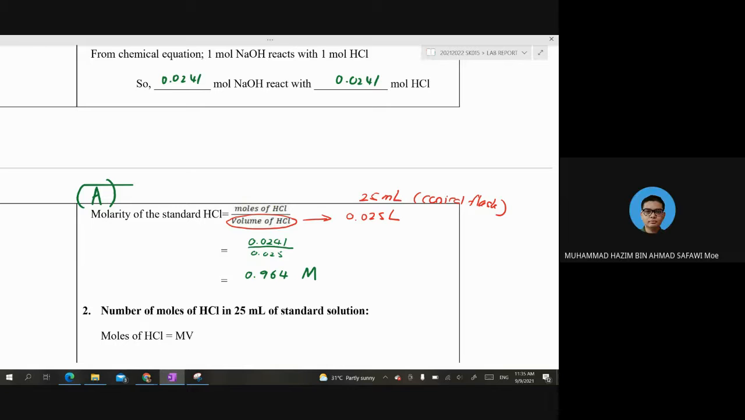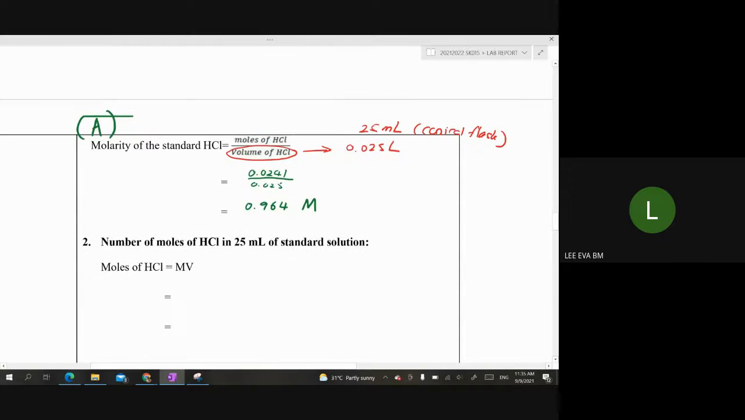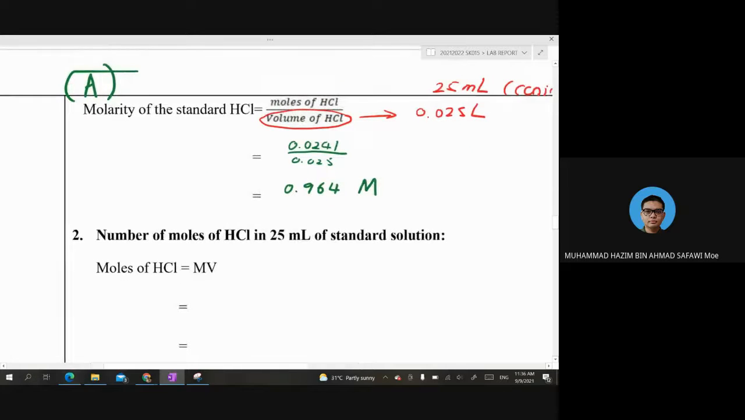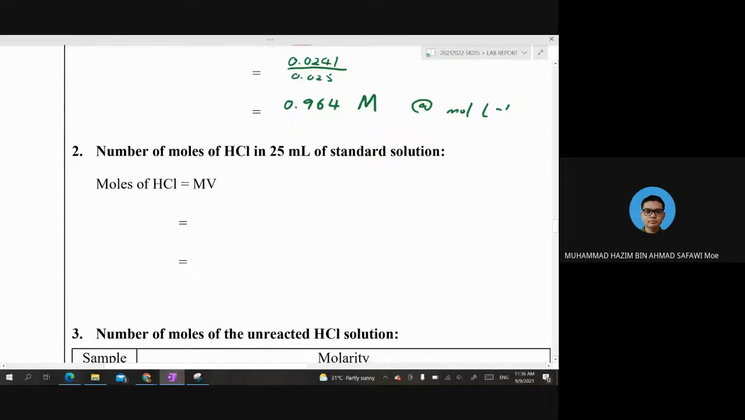So basically speaking, we can just write the SI unit for it, isn't it? You can use mole per liter. Can use capital letter M. Either M or mole by the power of -1. Yes. All right, noted. Okay.